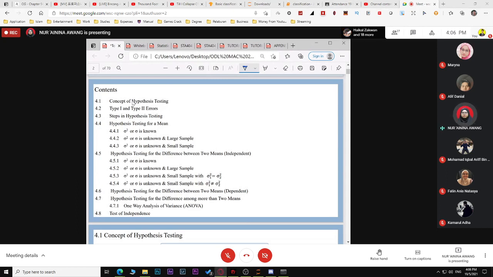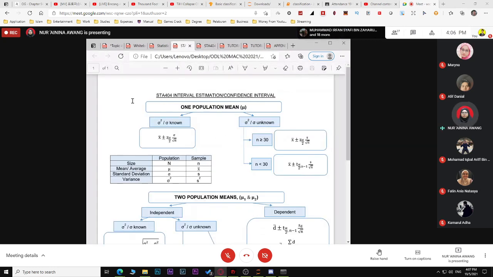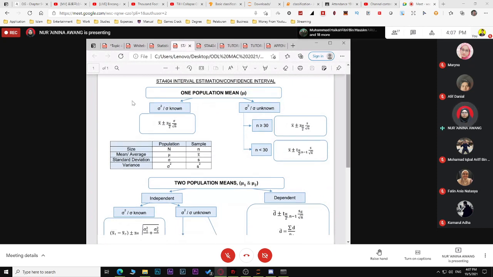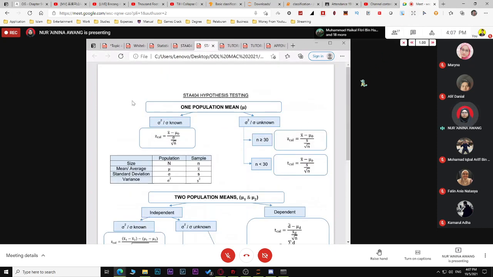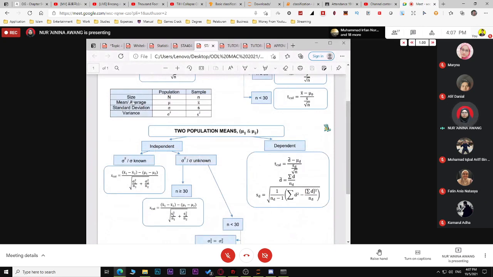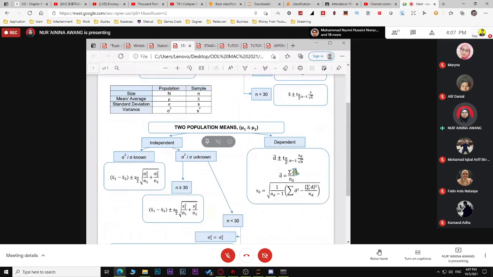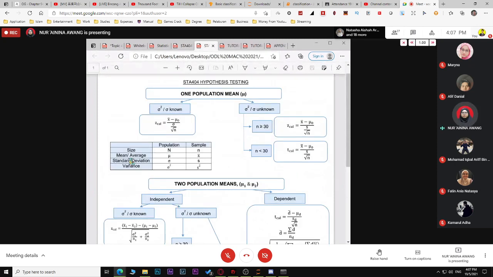And then in hypothesis testing, it is the same as confidence interval. We have the case for 1 population mean and 2 population means. So the same goes for hypothesis testing. We have the same case, either for 1 population mean or 2 population means. So the difference is in the formula. With confidence interval, we get the lower and upper limit, but for hypothesis testing we only look at your test statistic, the value.